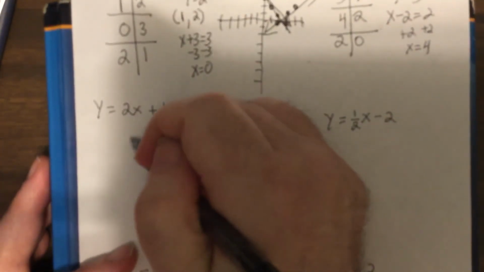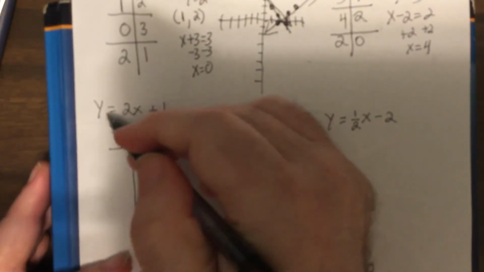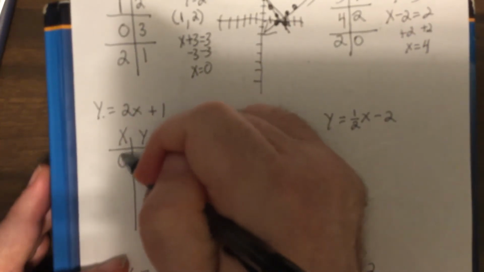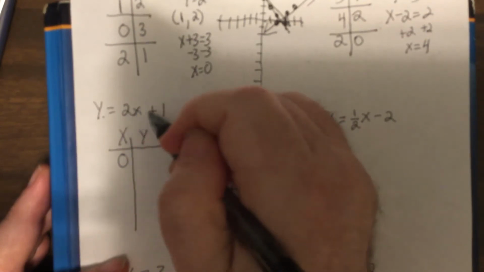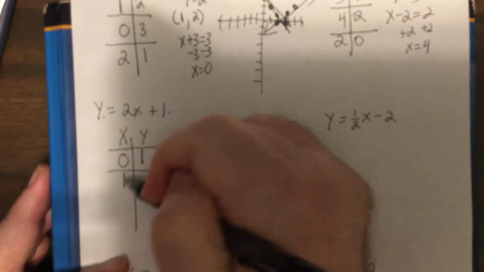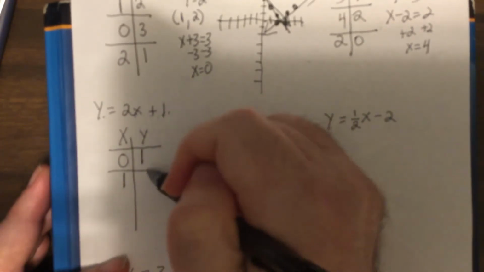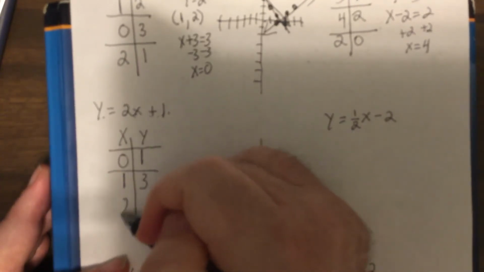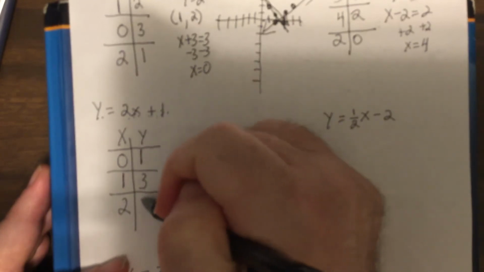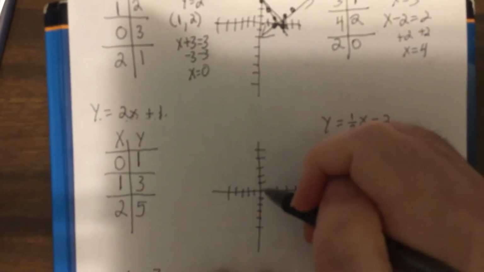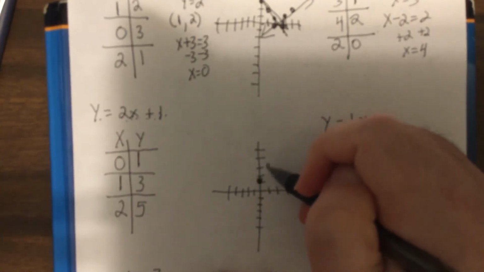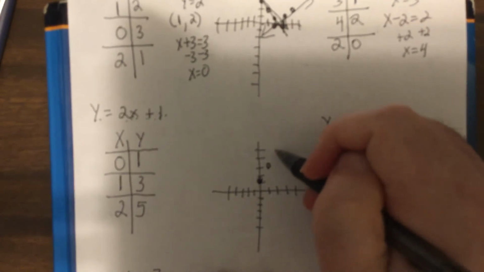Okay, so let's look at this one. Now, since y is by itself, I'd probably put numbers in for x. It would be easier. So if I put 0 in for x, 2 times 0 is 0 plus 1. 0 plus 1 is 1. Put 1 in for x. 2 times 1 is 2 plus 1 is 3. Put 2 in for x. 2 times 2 is 4 plus 1 is 5. And then we're going to plot that. (0, 1), (1, 3), and then (2, 5).